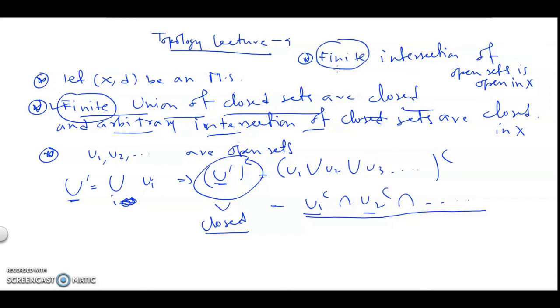I will request you to think about this. If we remove the finite concept, since arbitrary means any number, finite is also included, so there is no problem with that. But in the finite statement, if we remove finite and take the arbitrary concept, what will be the result? If we take the arbitrary intersection of open sets, will it be open in X? If we take the arbitrary union of closed sets, will it be closed in X? Please check this result. Otherwise, I will give the result in the second part of lecture 4. Thank you very much.